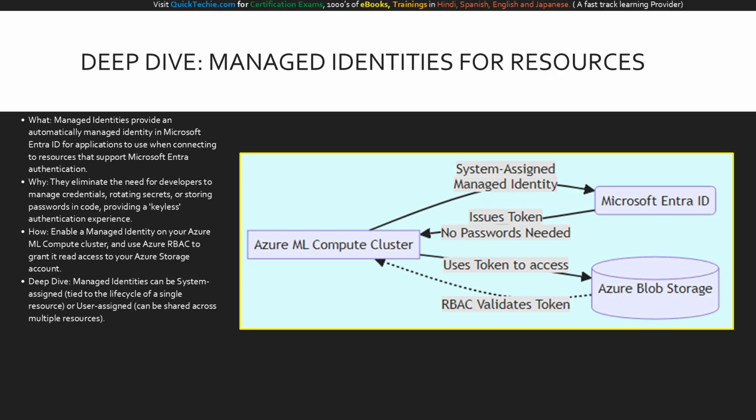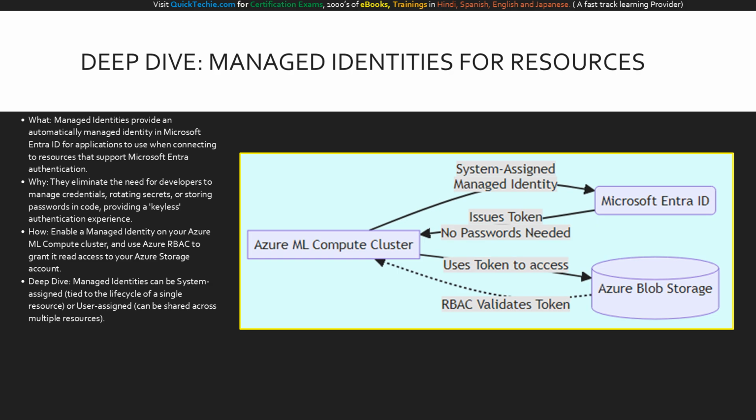How does it work? Let's say you have an Azure ML compute cluster that needs to pull training data from Azure Blob Storage. Instead of embedding a storage access key in your Python script, you enable a managed identity on the compute cluster. Microsoft Entra ID automatically manages this identity behind the scenes. You then use Azure RBAC to grant this specific managed identity storage blob data reader access. The compute cluster can now pull the data securely, and you never had to touch a single password. This is the gold standard for intra-Azure security.